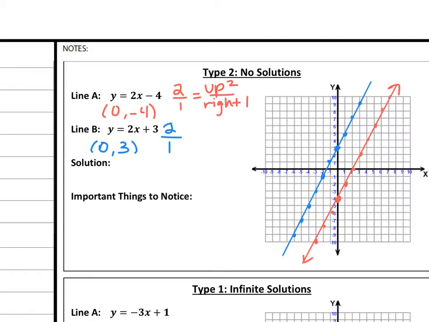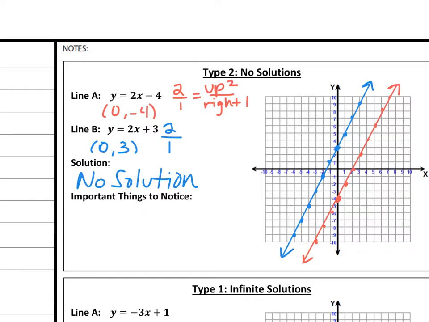We'll even do this. They don't cross, so it's no solutions, because they don't have the same x and y ever, because they never cross.